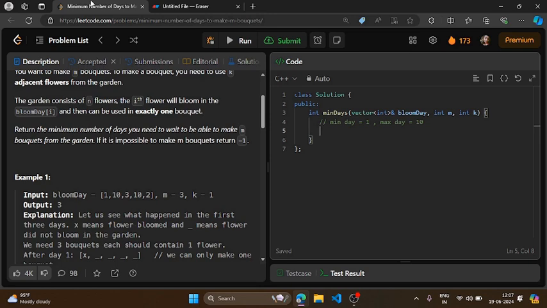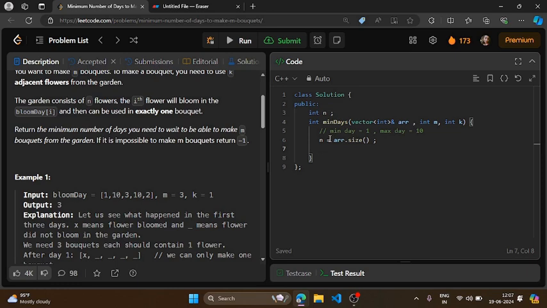Okay, so let me code it. So basically, let us say this is an array. For simplicity, I am writing it as array. Now let us say n is the total number of flowers. Here, the total number of flowers will be equal to the number of elements in this particular array. Now I will find my low and high, right?